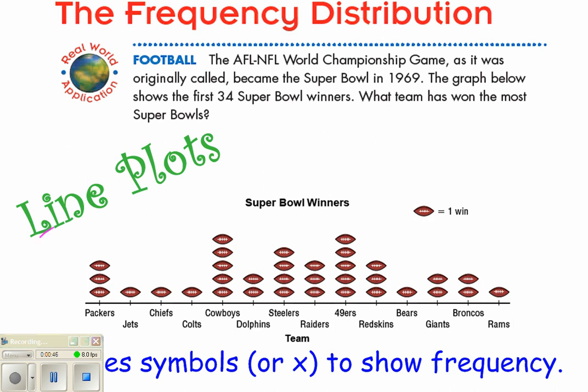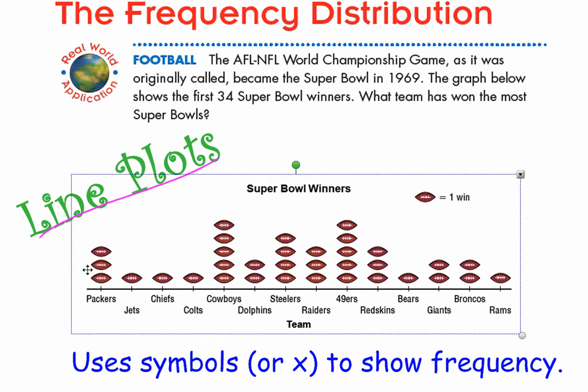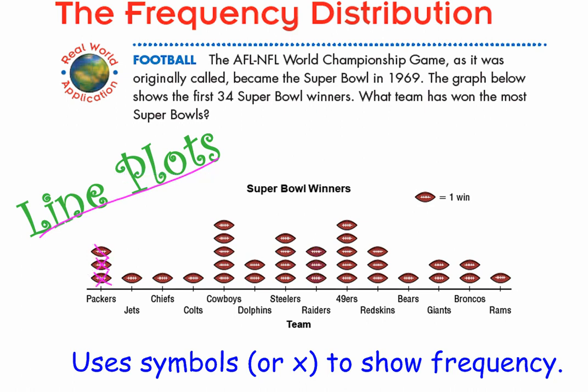So these are called line plots. Here's an example of a line plot. And you can have either symbols, such as here where they have the football showing the stacks or the height of the bar, or you could use X's. Sometimes you'll see these just as X's. Typically, you should have a key that shows what your symbol is representing. So here we can see that one football represents one win. So I can see that the Packers have won the Super Bowl 3 times on this.